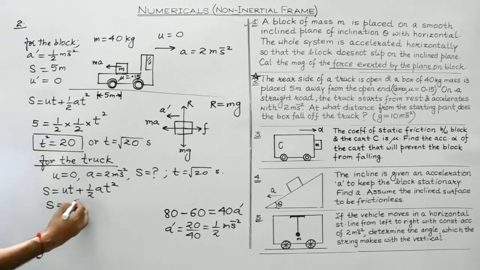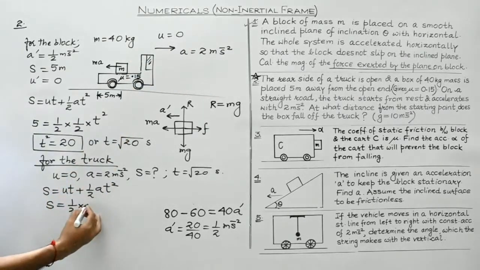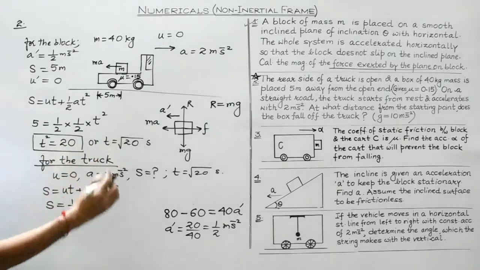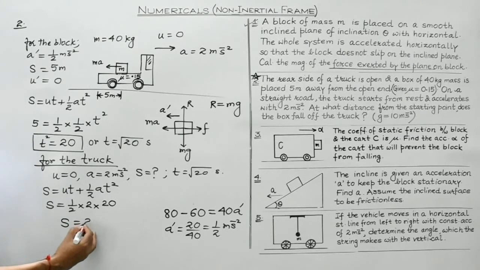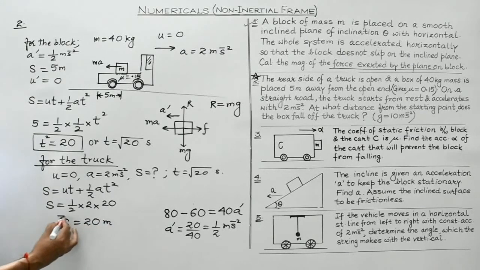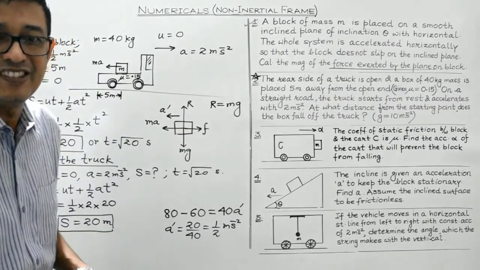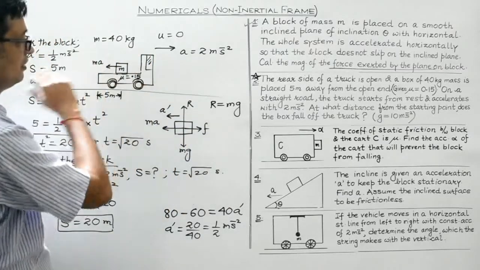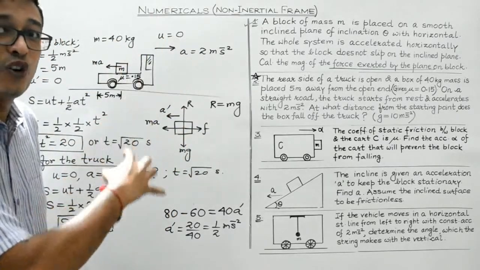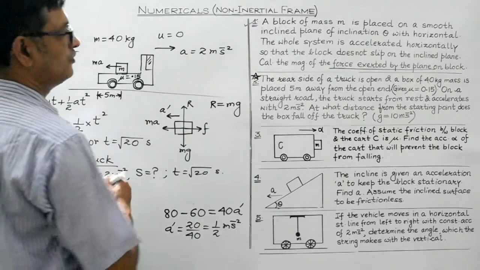So what I get is ut will become 0, half acceleration. Remember, this is the acceleration of the truck, which is 2. t square, it is 20. So what do you get? S is equal to 20 meters. So students, this is the answer. So the truck must have moved 20 meters before the block kept on its rear end will tend to fall off from it. So this is the answer, right? 20 meters. So this was indeed a very, very good question.